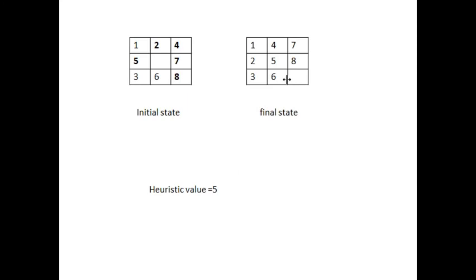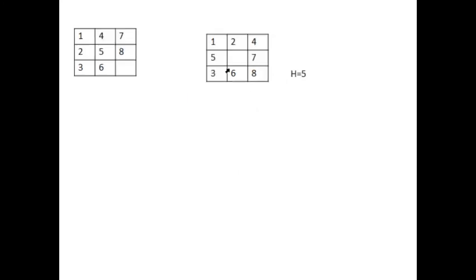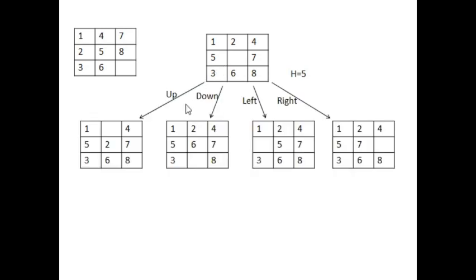Then I will apply all the set of actions on our initial state. So just look at this slide. I will consider the initial state as a root node. For the root node, the heuristic value is 5. I put the goal state over here. Just look at this slide. I apply all of these 4 actions over here.